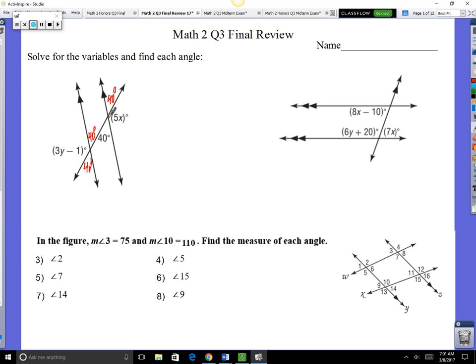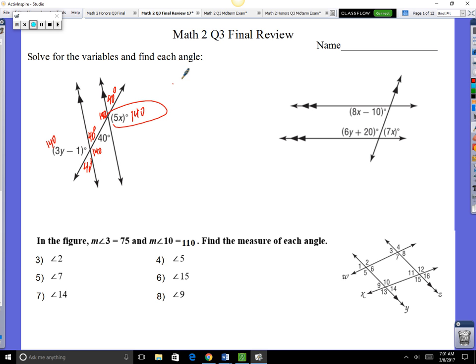So this is a straight line right here. So that means that's 140, because in a straight line there's always 180 degrees. And if that one's 140, that one's 140, this one's going to be 140, and this one's going to be 140. So now we know all the angles. Now we just got to solve for the variables.